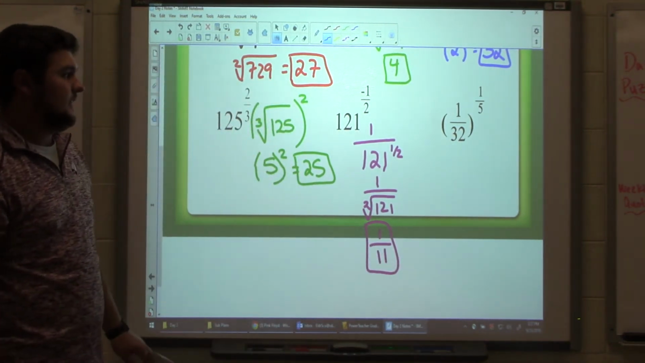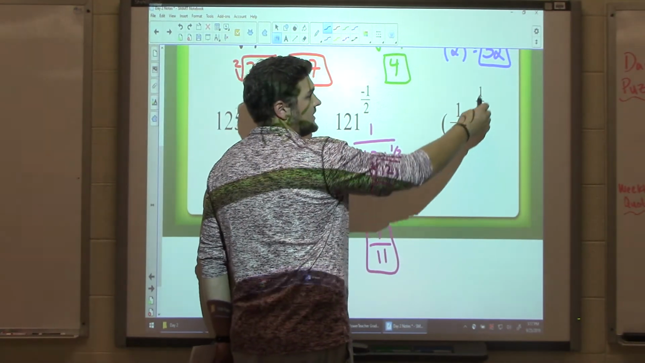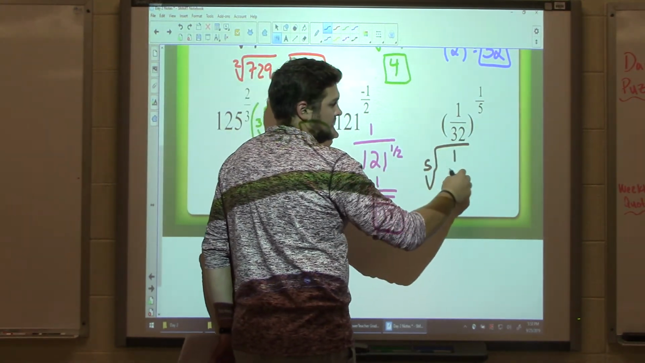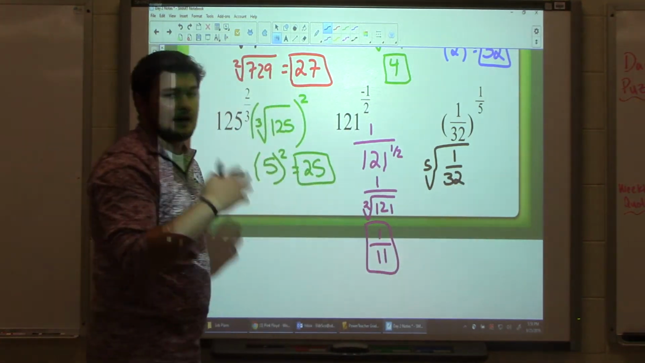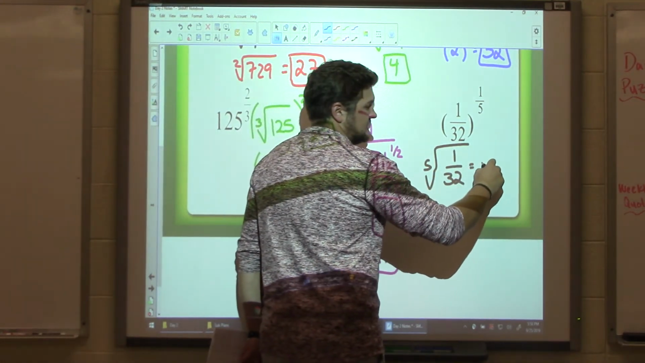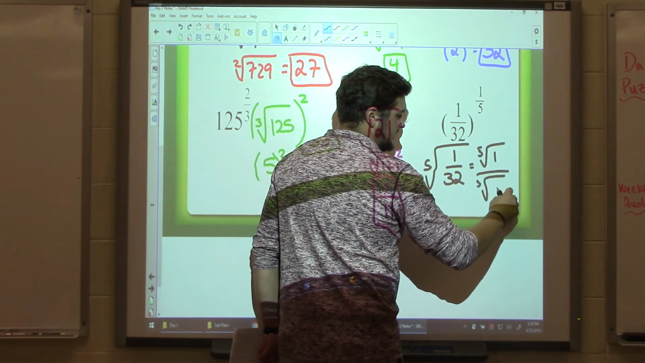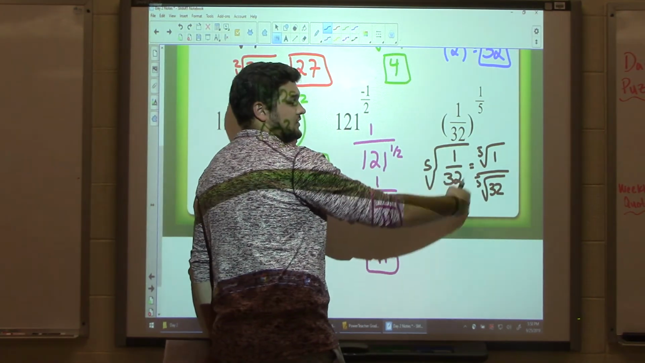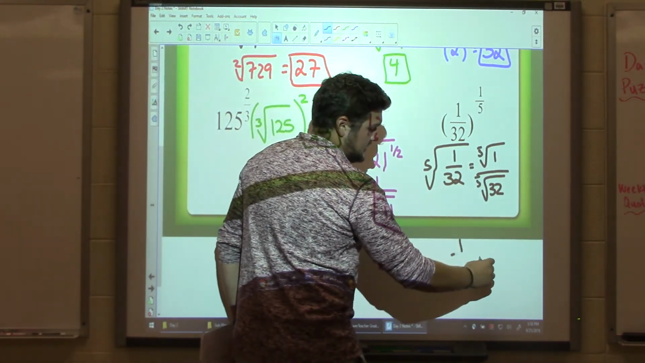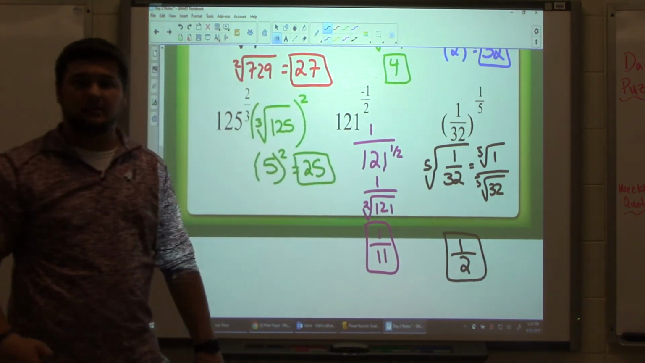Pretty easy. Alright, the last one. Last one's a little tricky one. I have 1/32 to the 1/5 power. So my denominator becomes my root. 1/32 underneath it. Now, we didn't show you this rule. We're actually going to learn this rule a little bit later in the unit. But what you can do is you can take that 5th root and give it to the 1, and take the 5th root and give it to the 32. Or you can punch this first part into your calculator. Either way works. So the 5th root of 1 comes out to be 1. The 5th root of 32 comes out to be 2. So our final answer ends up being 1/2.